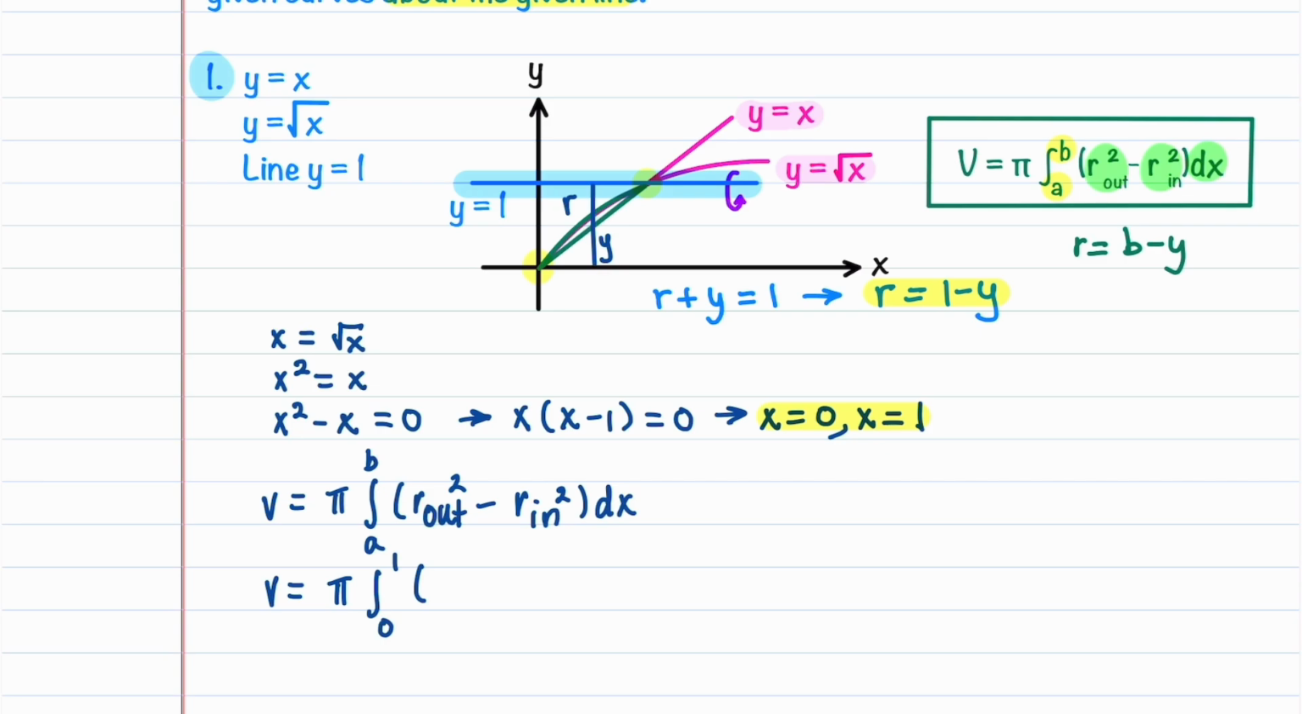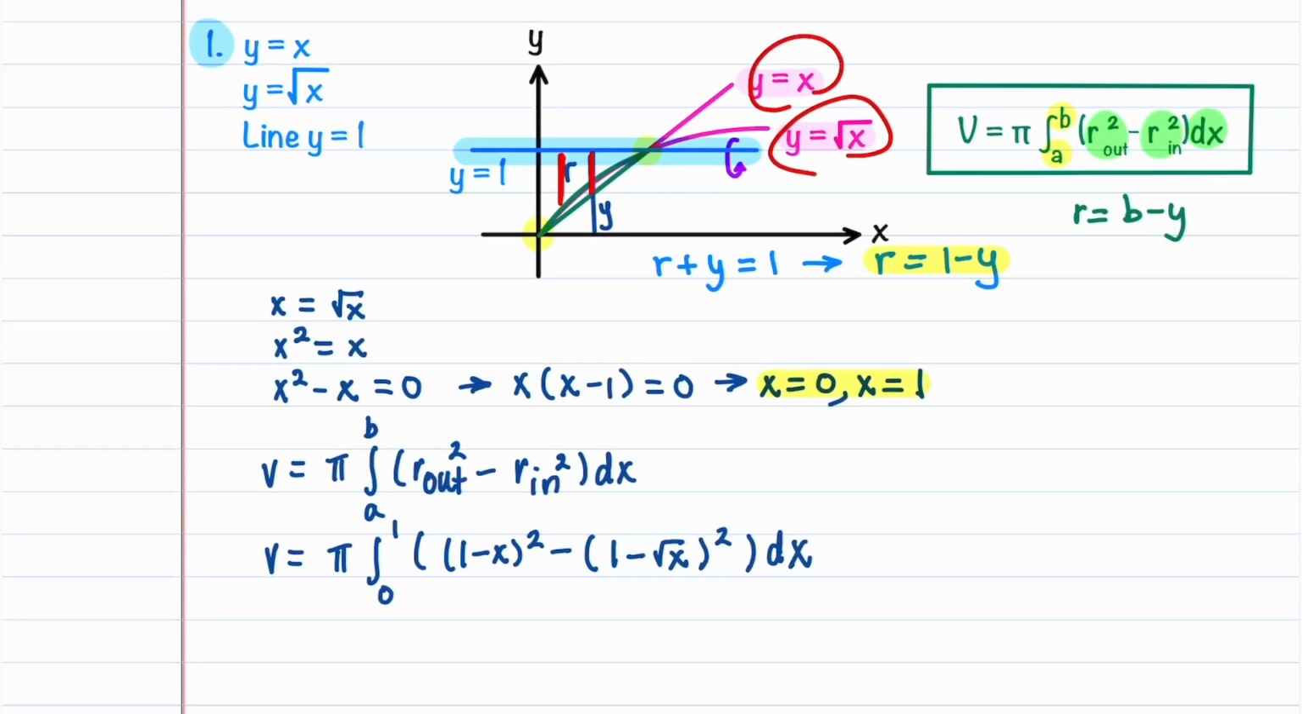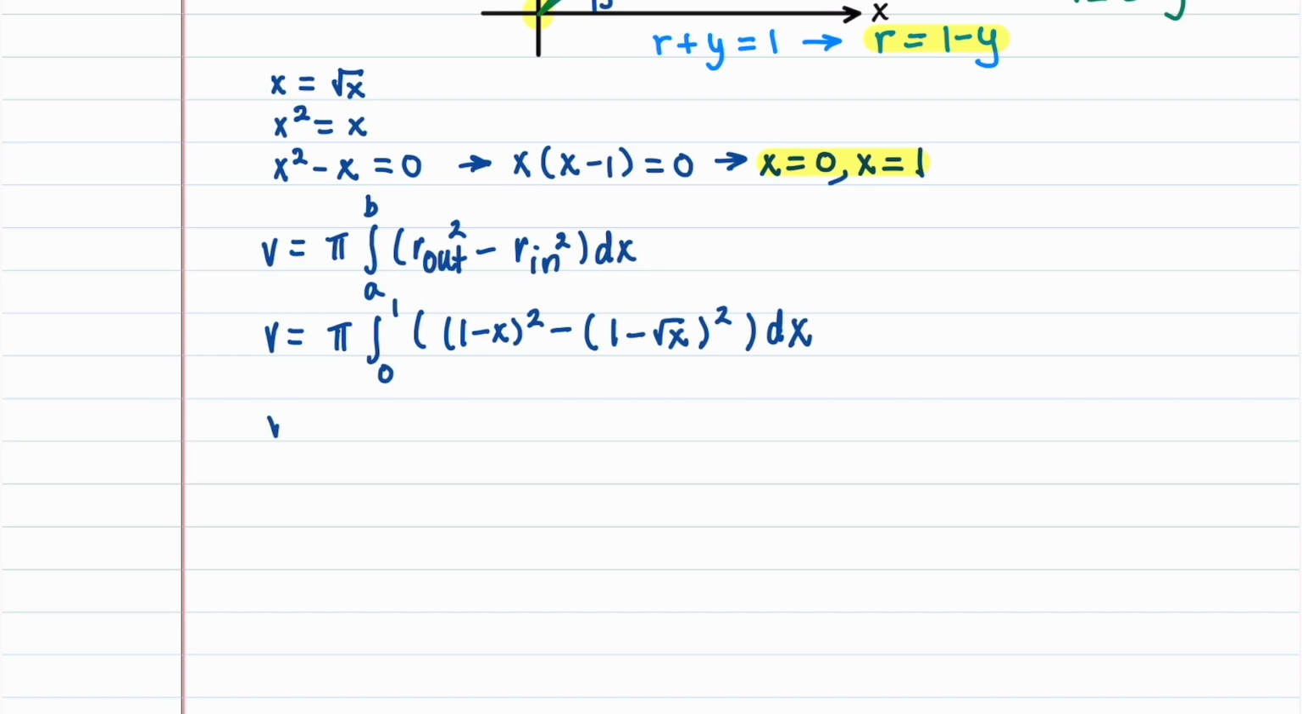Our outer radius is this distance right here, and that corresponds to y is equal to x. So r is equal to 1 minus x quantity squared. And then we subtract off our inner radius. If we go back up to our diagram, this is our inner radius, and it corresponds to the curve y is equal to the square root of x. So using our formula for r, we have 1 minus the square root of x quantity squared times dx. Now all we have to do is integrate.